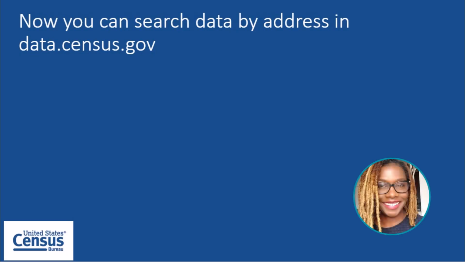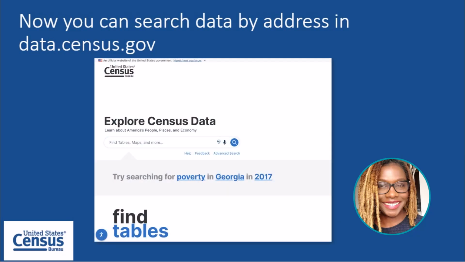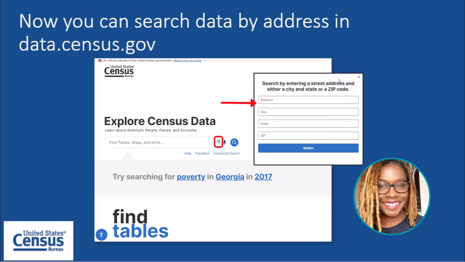An alternative tool to Geocoder is Data.census.gov's address search functionality. Clicking on the locator icon shown here allows you to type in an address and get a clickable list of geography filters that the address falls within. Learn more about how to use the address search feature in the recorded video at the link at the bottom of the slide.